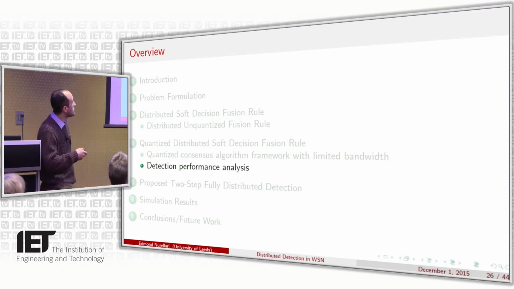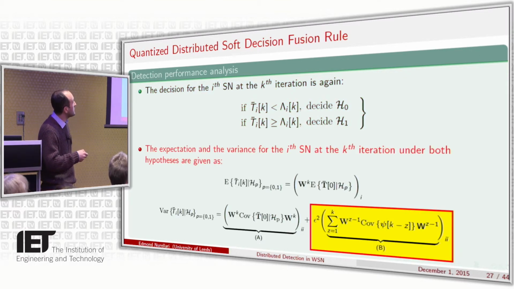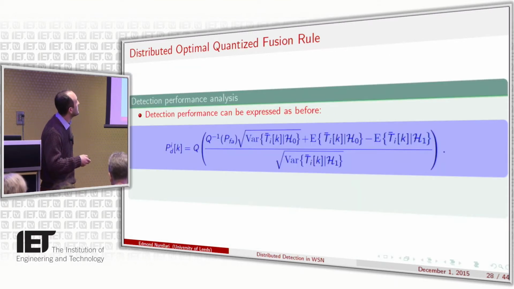So we have the quantization noise there, and we'll be looking at whether the consensus algorithm converges or not. Again, we can make the test at the ith sensor node and decide if the target is absent or present. These are the means and the variance, and we have this term here, which represents the quantization noise in the case where we introduce the quantization.